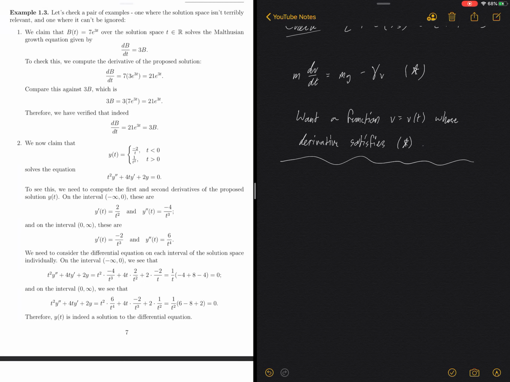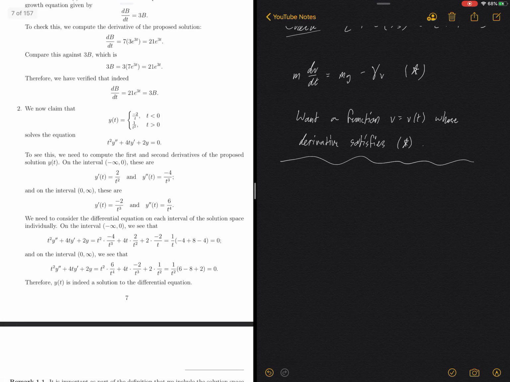Now, solutions don't have to look just like a single function or a single expression.